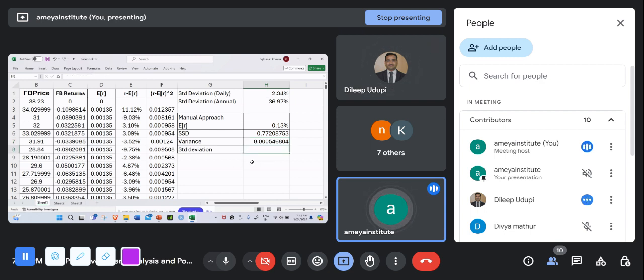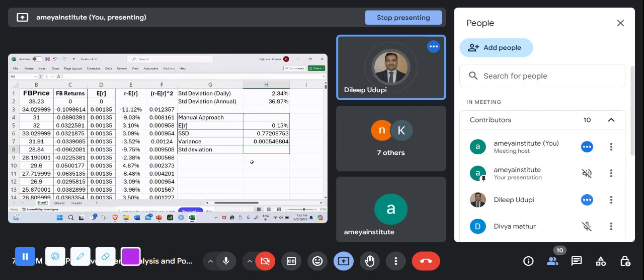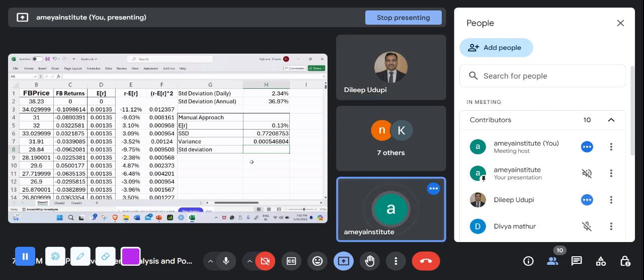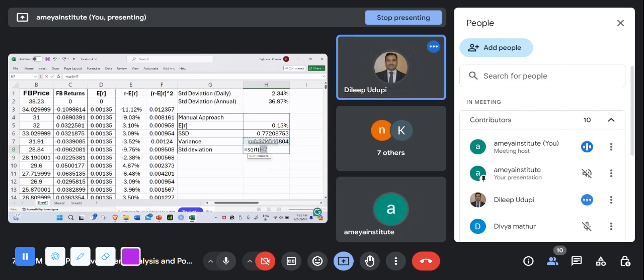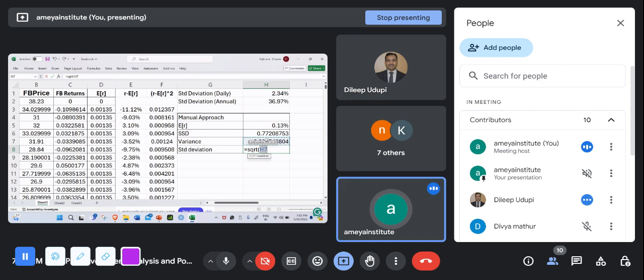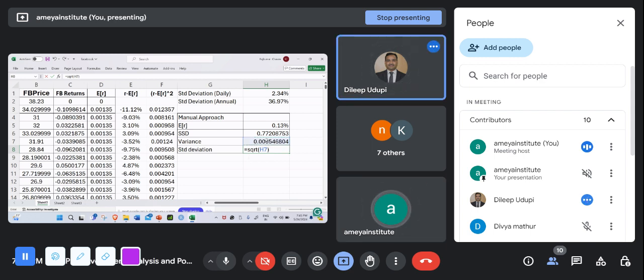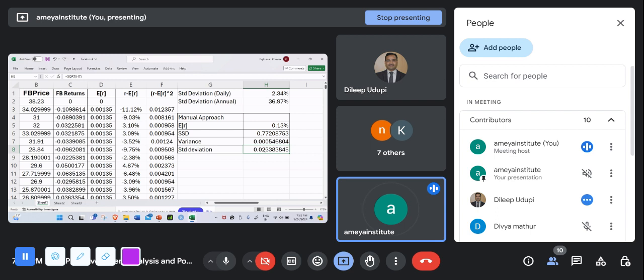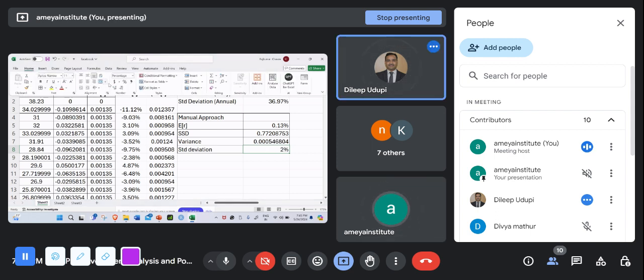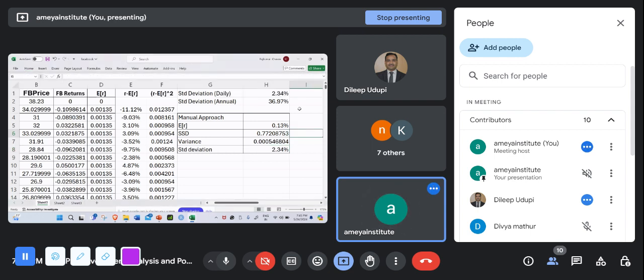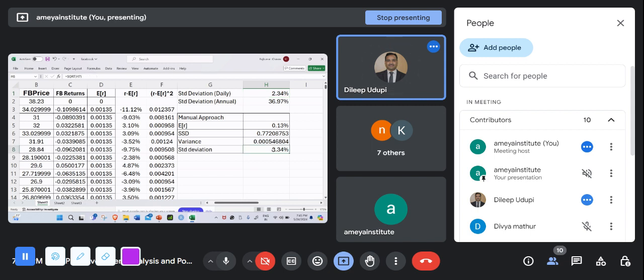So now can we calculate standard deviation? So what is standard deviation now? Is equal to square root of variance. Square root of variance is nothing but standard deviation. Close the bracket. You will get this value. But standard deviation should be in percentage, so we'll convert this into percentage. Are we getting the same answer? 2.34.